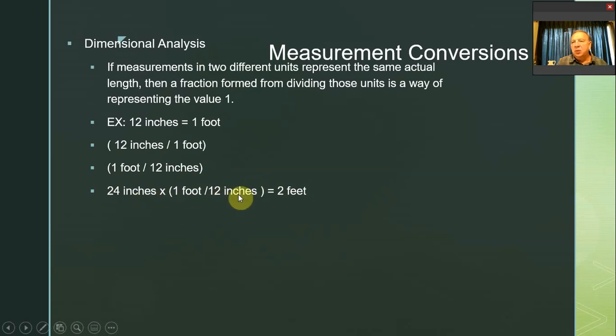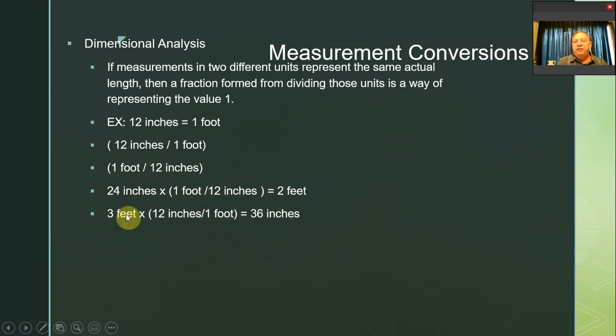You know how we cancel common factors in fractions? Inches in the bottom, inches up top. That's inches divided by inches, which is just 1. And then I'm going to multiply 24 times 1 divided by 12, which is 2 feet. That's the only dimension that's left in here.